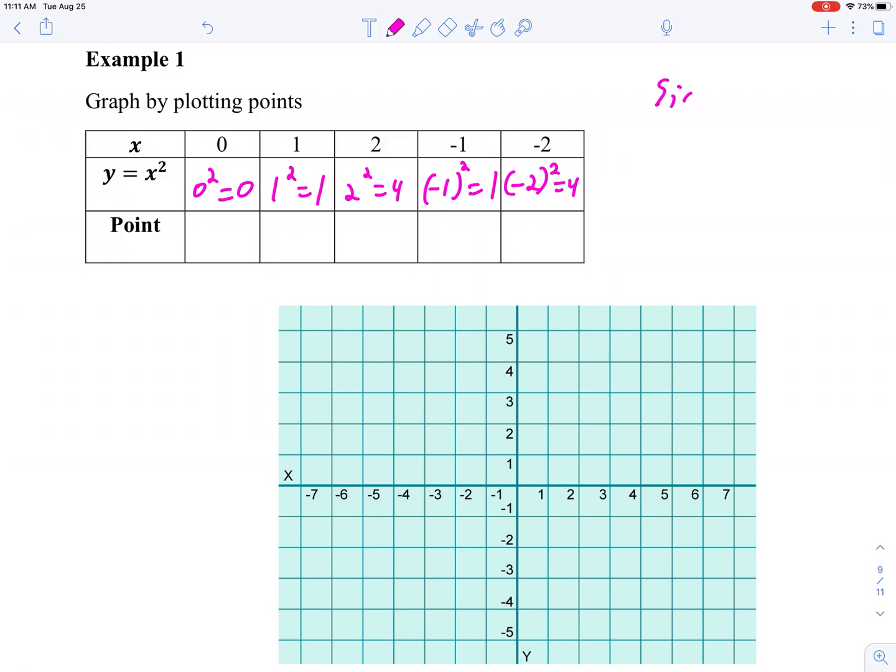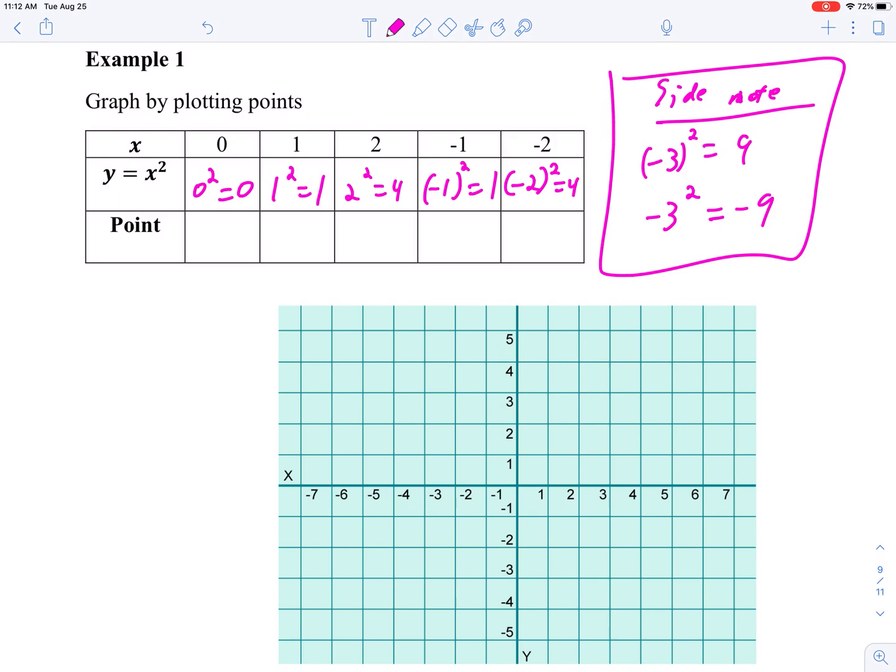So side note here, these are different, right? If we take -3 in parentheses and square it, we get +9. But if I write it like this, -3 with no parentheses squared, you use PEMDAS, right? Remember, PEMDAS means do parentheses first. Well, there's no parentheses here. Exponents next. So 3 to the second power is 9 times the -1. So that's -9. So be careful. All right, parentheses make all the difference.